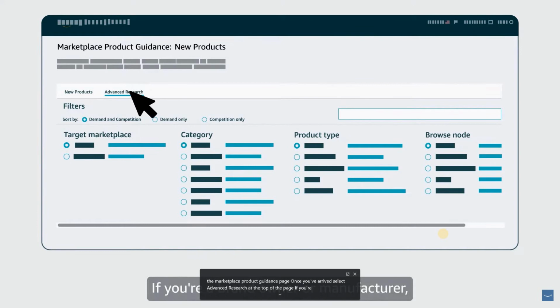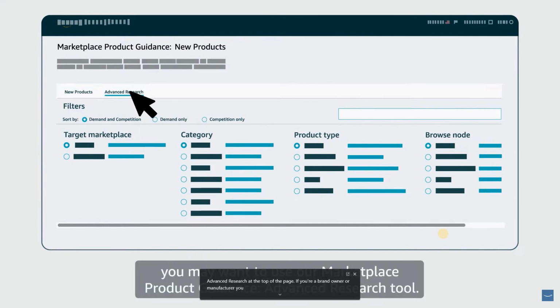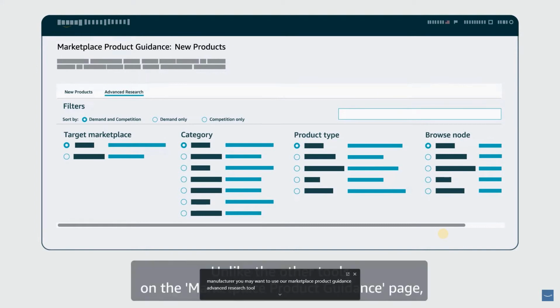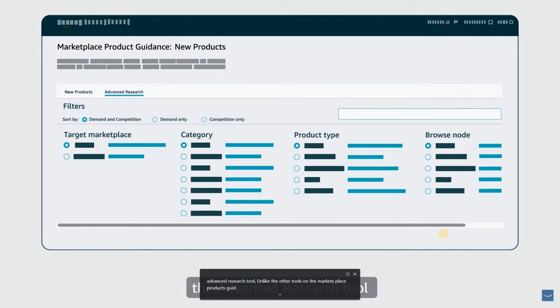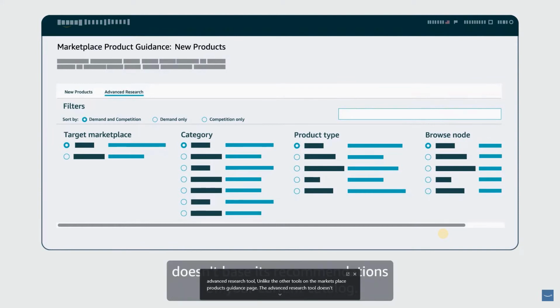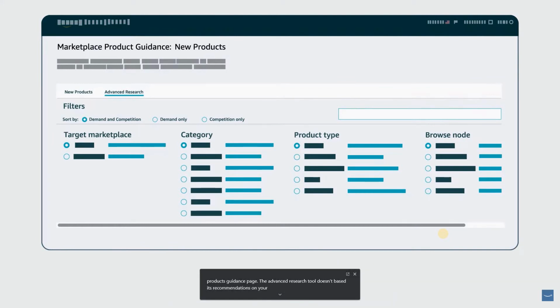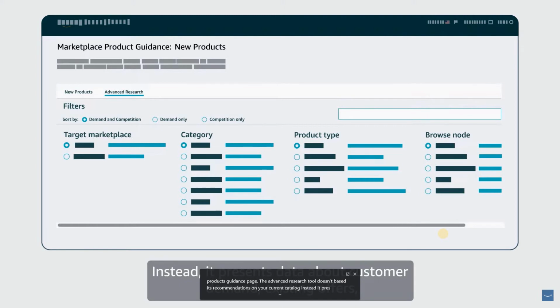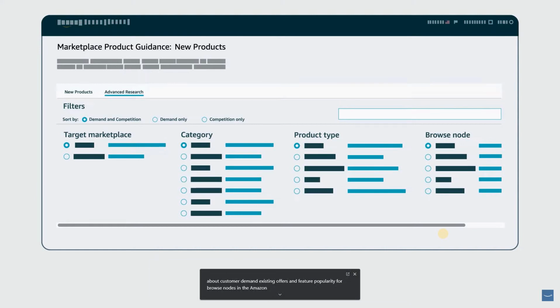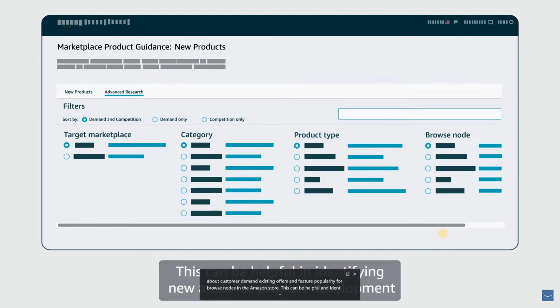If you're a brand owner or manufacturer, you may want to use our Marketplace Product Guidance Advanced Research tool. Unlike the other tools on the Marketplace Product Guidance page, the Advanced Research tool doesn't base its recommendations on your current catalog. Instead, it presents data about customer demand, existing offers, and feature popularity for browse nodes in the Amazon store. This can be helpful in identifying new areas for product development and finding opportunities that you may otherwise overlook.